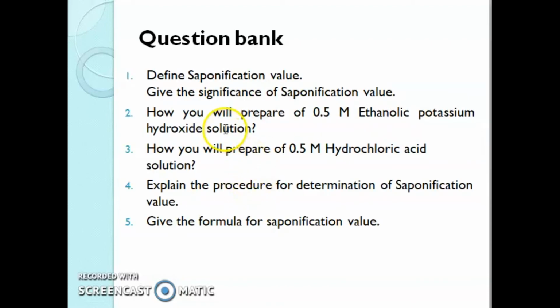Let us see the question bank. First question, define saponification value and give the significance of saponification value. Then, how will you prepare 0.5 molar ethanolic potassium hydroxide solution? Next, how will you prepare 0.5 molar hydrochloric acid solution? Next, explain the procedure for determination of saponification value. And the last question, give the formula for saponification value.